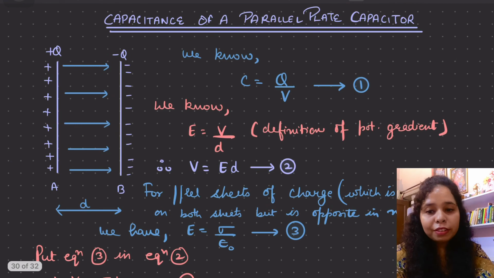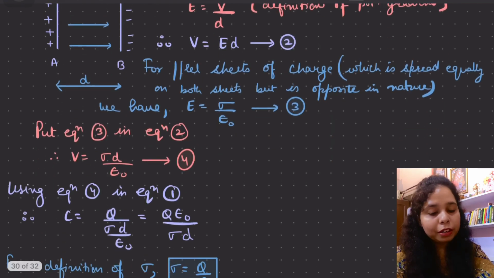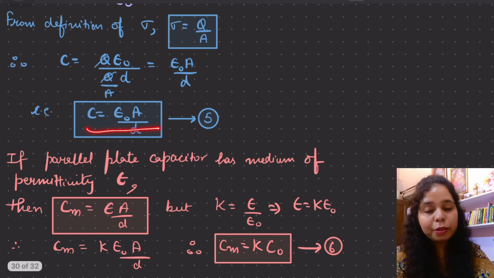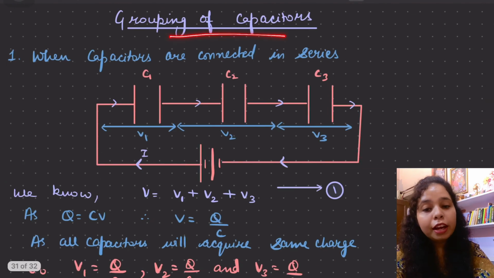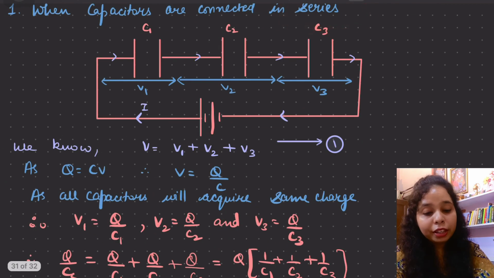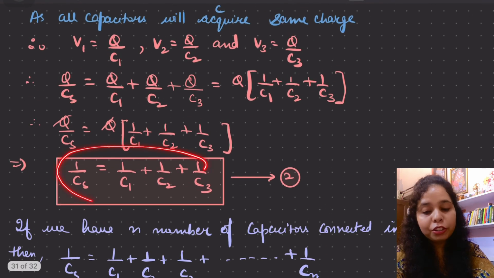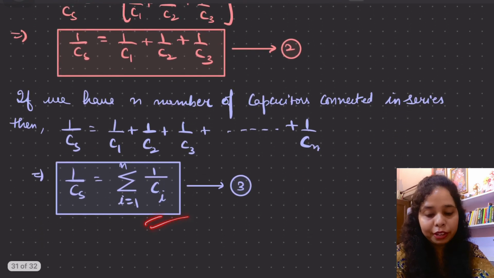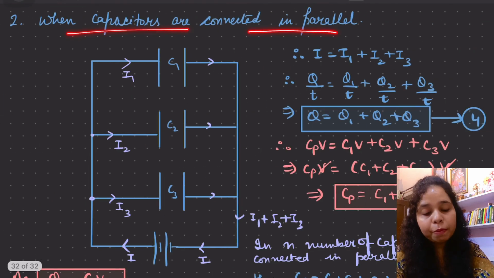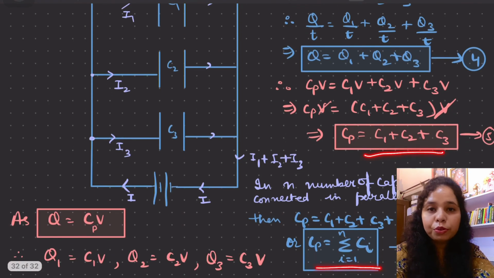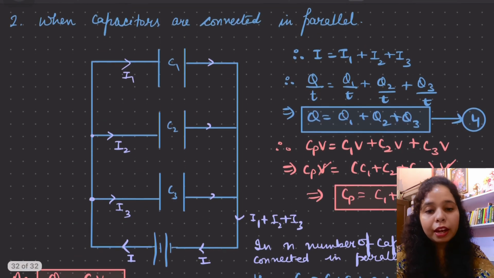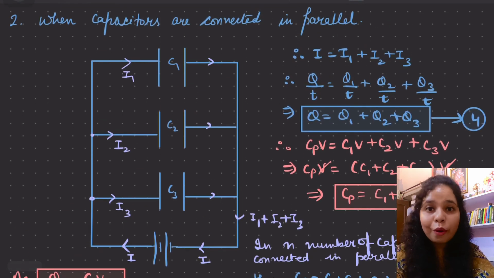Now we have discussed all these three articles: the capacitance of a parallel plate capacitor, for which we found the expression C is equal to epsilon naught A upon d, and with a medium we have the equation epsilon A upon d; and for the grouping of capacitors when they are connected in series, we have the final expression 1 upon Cs is equal to 1 upon C1 plus 1 upon C2 plus 1 upon C3; or in case of capacitors connected in parallel, we have the total capacitance Cp is equal to C1 plus C2 plus C3. And now I hope you have understood all these articles.